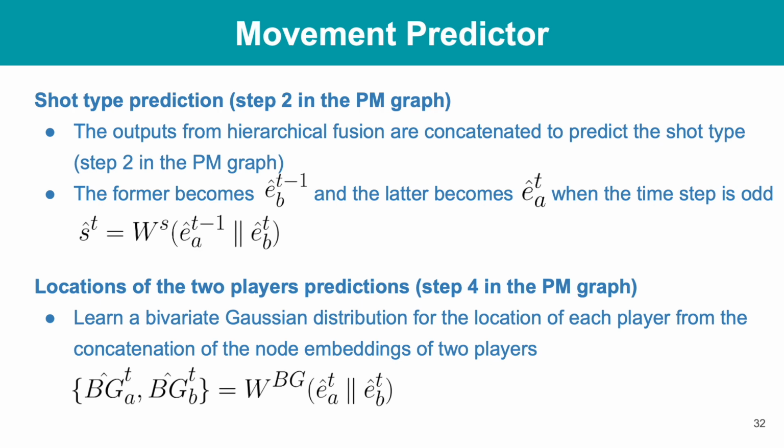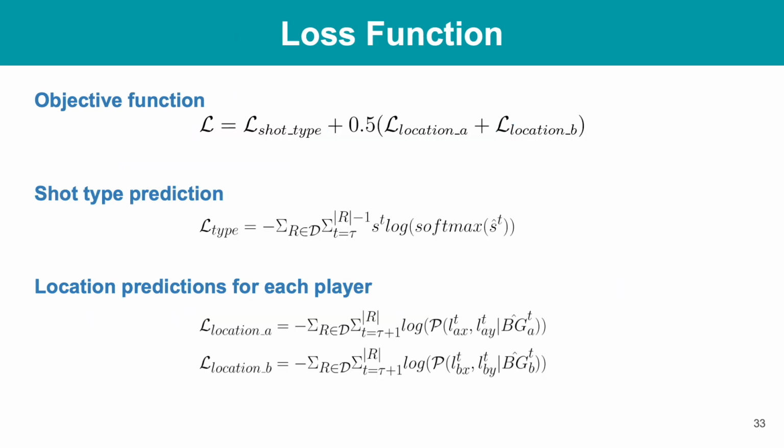To predict the locations of the two players at time step t, we follow previous work to learn a bivariate Gaussian distribution for the location of each player. Specifically, each output consists of the mean, the variance, and the corresponding correlation coefficient of two-dimensional coordinates. To train the model, the objective function is designed to minimize the shot type cross-entropy loss and the negative log likelihood for each player location.